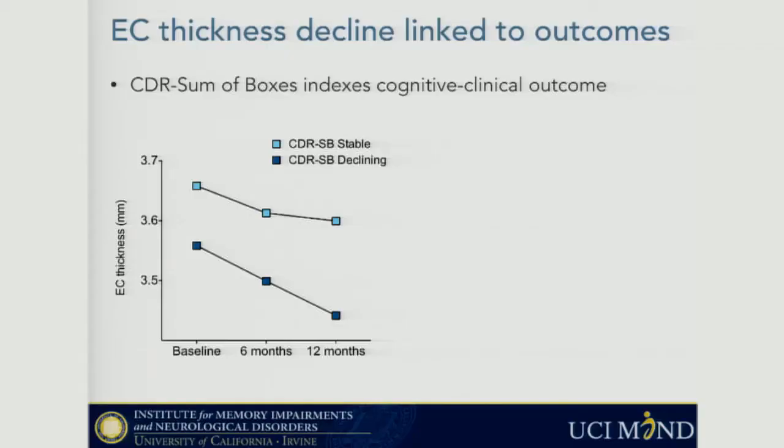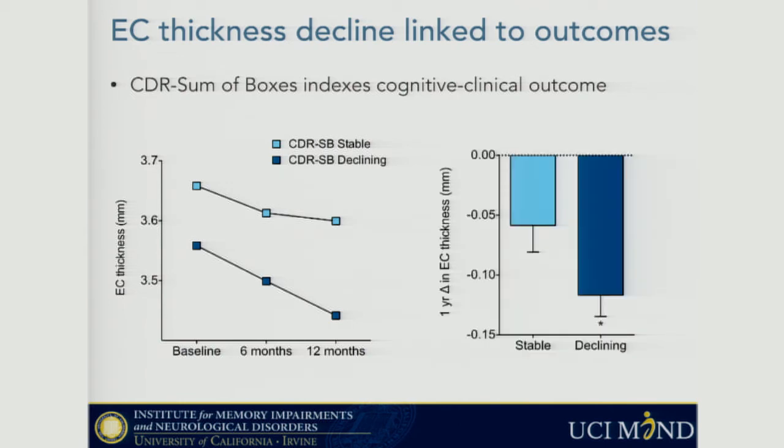So we took two groups. One is the CDR sum of boxes that was stable over a year and one that was declining. And what we see is that the slope of the entorhinal cortical thickness was predictive of whether or not people were stable or declining. And you can see that here. It's a 1-year change in EC thickness.